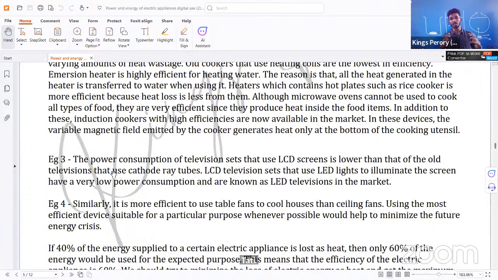Because in a CRT, what you have is a cathode ray tube. Cathode ray tubes are devices that need very high voltage, so their voltage is high and power is high. So if you have CRT televisions in your houses, guaranteed high bill. LCD less, LED very, very less. Continue reading. LCD television sets that use LED lights to illuminate the screen have a very low power consumption and are known as LED televisions in the market.